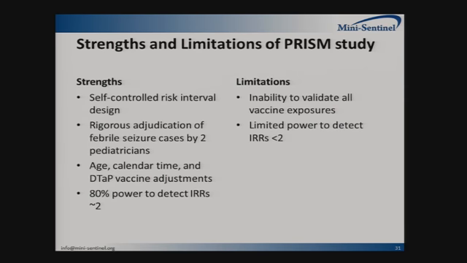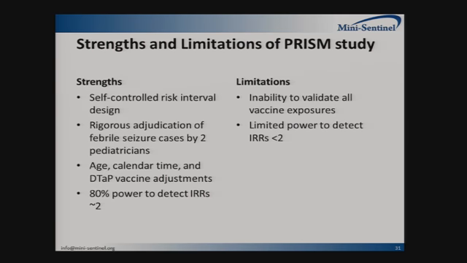I'd also like to point out the strengths and limitations of this PRISM study. The strengths are that we used a self-controlled risk interval design, which inherently adjusts for time-constant factors. We implemented a rigorous adjudication process of febrile seizure cases by 2 pediatricians blinded to vaccination status. And we implemented age, calendar time, and DTaP vaccine adjustments in our analytic models. And finally, perhaps our greatest strength is that we had 80% power to detect incidence rate ratios of the size of 2 or above. However, like any other observational study, this study was subject to limitations.